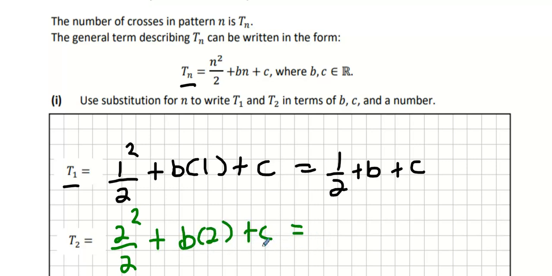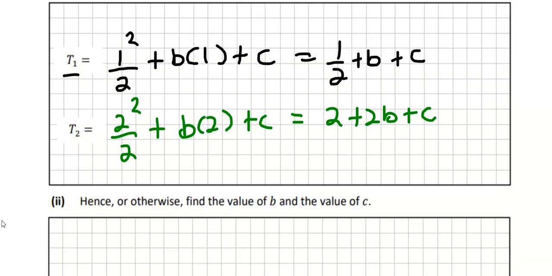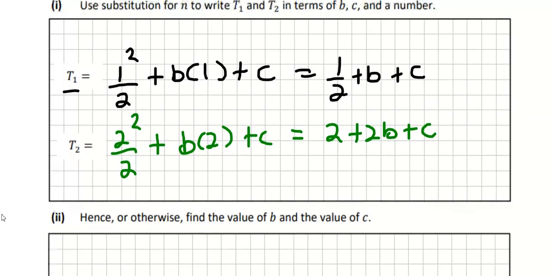And what do we get to here then? 4 divided by 2? 2 plus 2b plus c, okay? Now, what's the next part then? Hence or otherwise find the value of b and c.